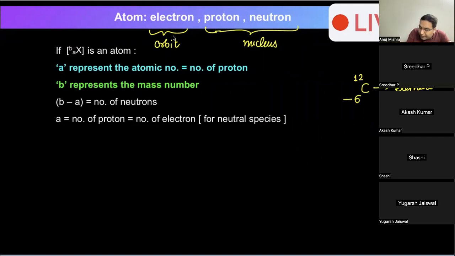So the number which is written here is known as atomic number. क्या बोलते बच्चे इसको? Atomic number. और atomic number is a discrete, distinguished number for a given element. Two elements which are different will definitely have different atomic numbers.